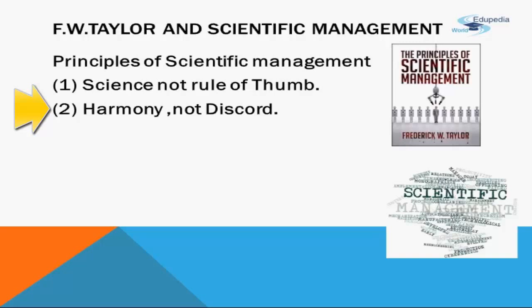To get such harmonious relations, Taylor emphasized mental revolution, that is, a complete change in their mental outlook. It means that management and workers should transform their thinking. Both should give up their attitude of opposition and enmity towards each other and should have a positive feeling for each other. For example, instead of fighting over the distribution of profits, they must focus attention on increasing them. For this, workers should work hard to raise the profits and management should share the increased profit with workers. So there will be harmony, no dispute, not discord.